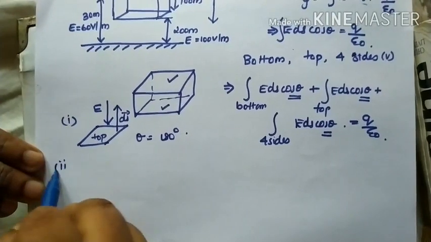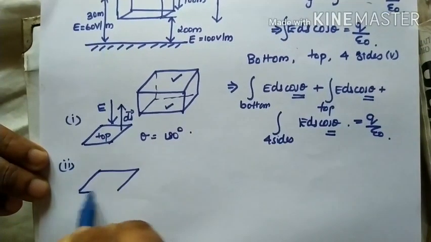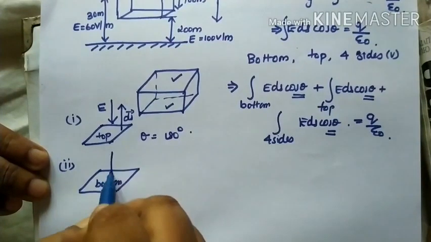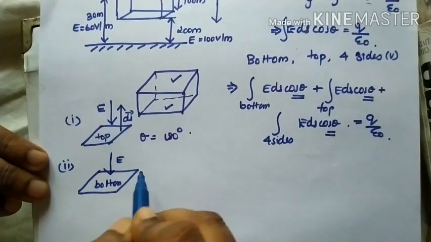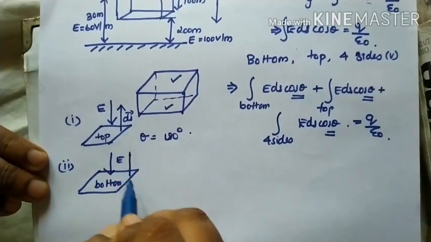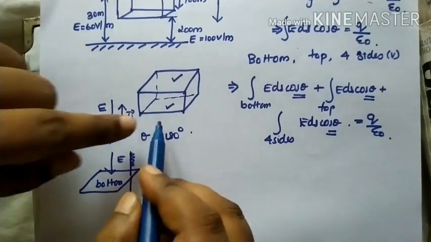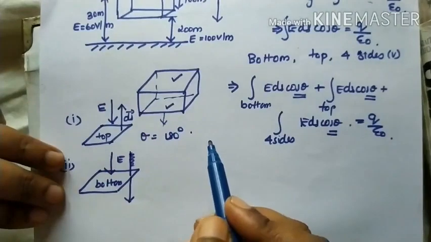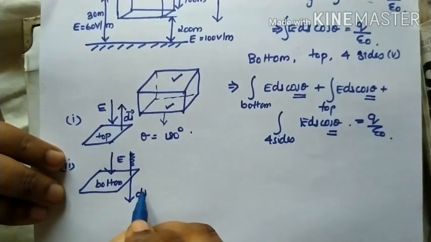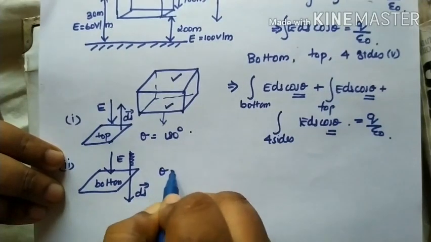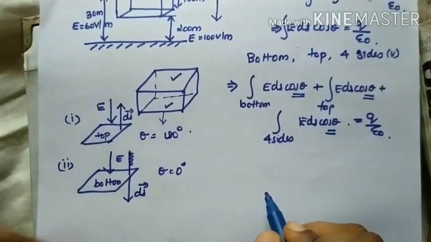Now again I'm considering the bottom condition. Again the electric field is in the downward direction. Which direction is the dS? Suppose this one is the bottom, so the vector will be in this direction. So this is the dS vector. Both of them are in the same direction, so theta will be equal to 0 degrees.